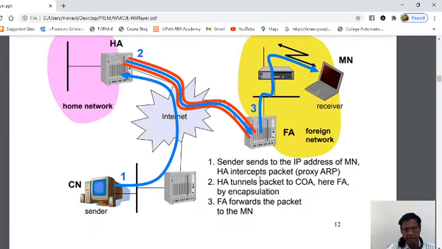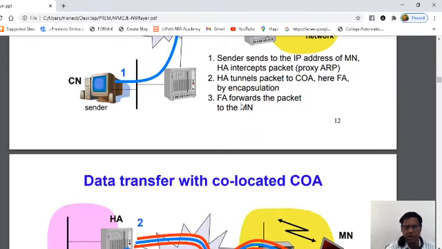The home agent intercepts the packet using proxy ARP. Then the home agent sends the tunneled packet to the COA, the care-of address. And the third step is that the foreign agent forwards the packet to the mobile node.